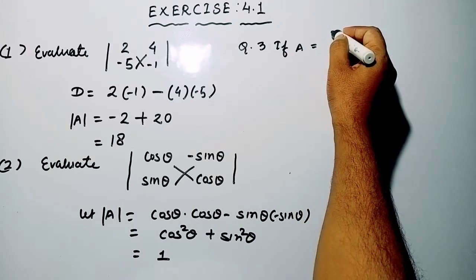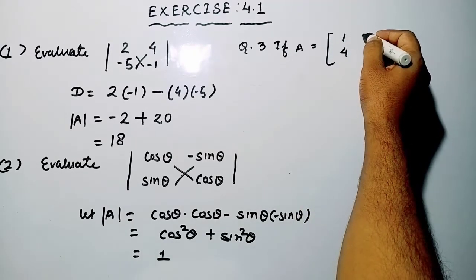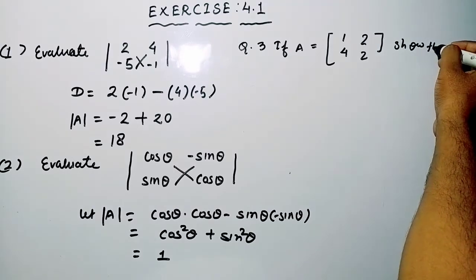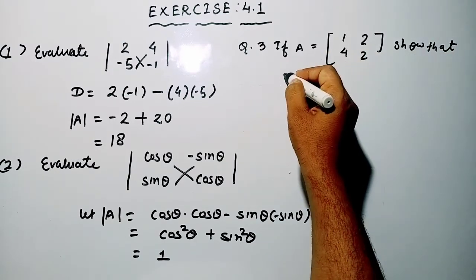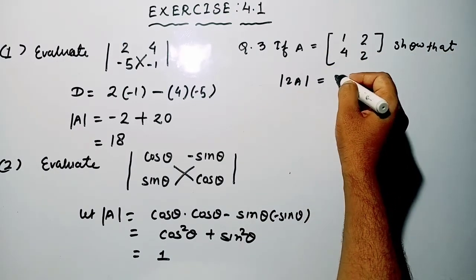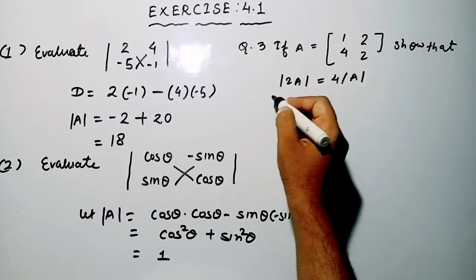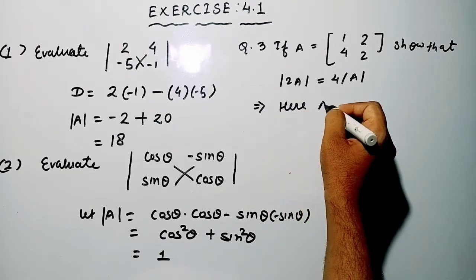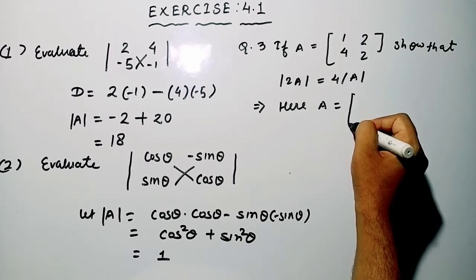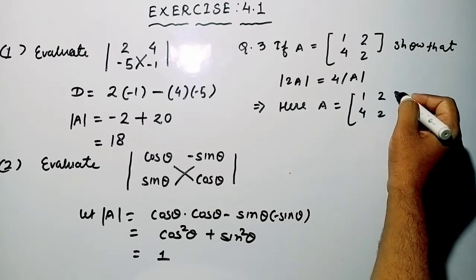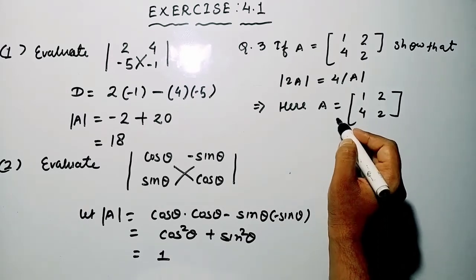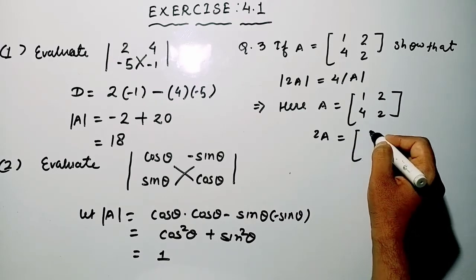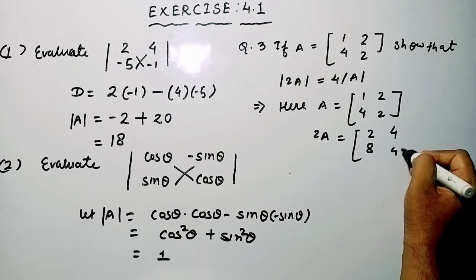Let us see the next question. If A is the matrix having elements 1, 4, 2, 2, we have to show that modulus of 2A is equal to 4 times modulus of A, meaning determinant A. First of all, it is given that matrix A has elements 1, 4, 2 and 2. For 2A, 2 is to be multiplied with this matrix, so we are getting 2, 8, 4, 4.